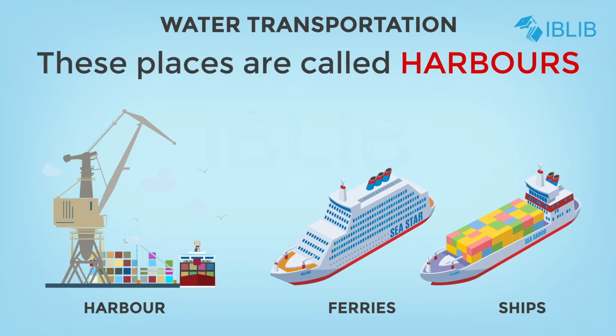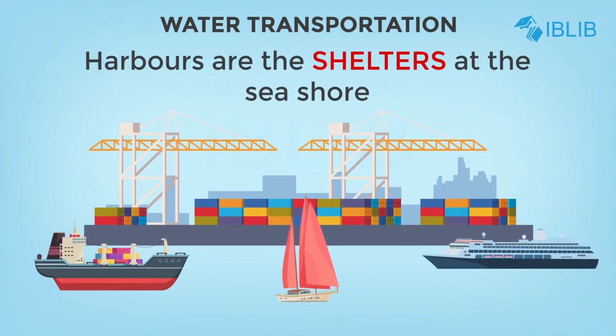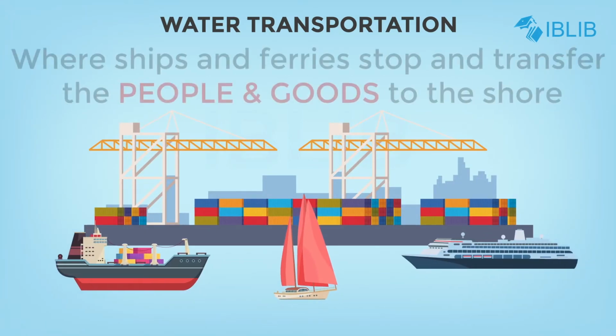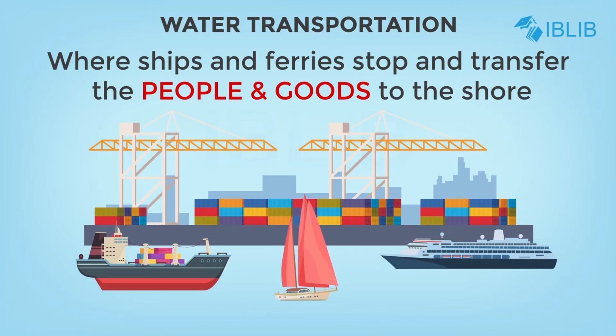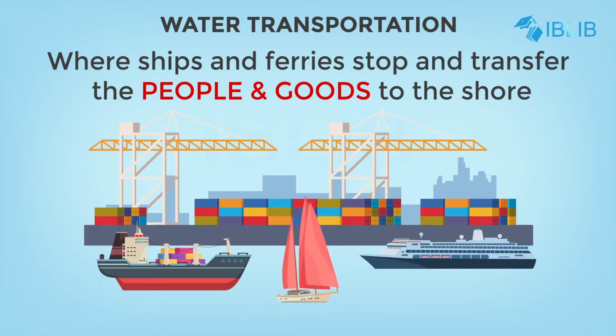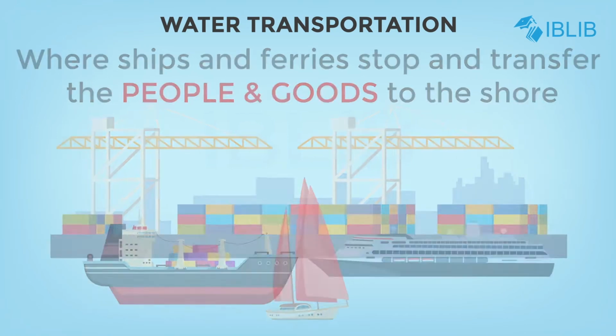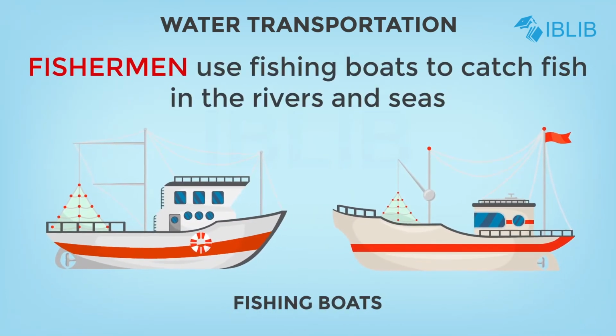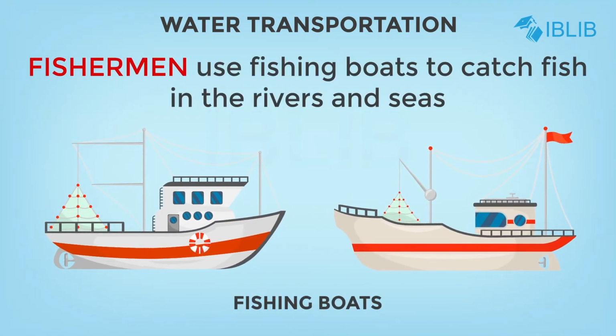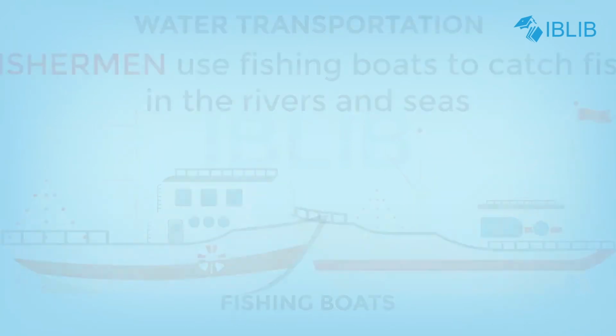These places are called harbors. Harbors are the shelters at the seashore where ships and ferries stop and transfer the people and goods to the shore. Fishermen use fishing boats to catch fish in rivers and seas.